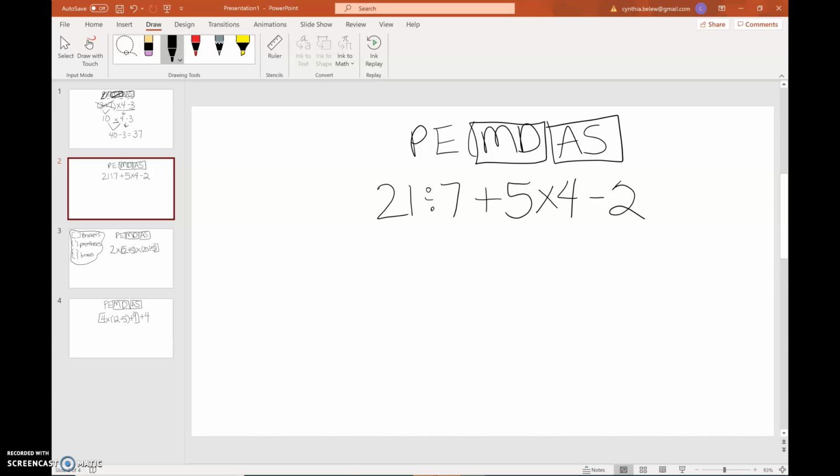I have 21 divided by 7 plus 5 times 4 minus 2. So for this example, I don't have any parentheses, so I can cross that one off. I don't have any exponents, so I can cross that one off. But I do have multiplication and division. I have division, then I have multiplication. Remember, when it's multiplication and division, I'm going to do that in order, just like I read a book from left to right. So 21 divided by 7 is 3.